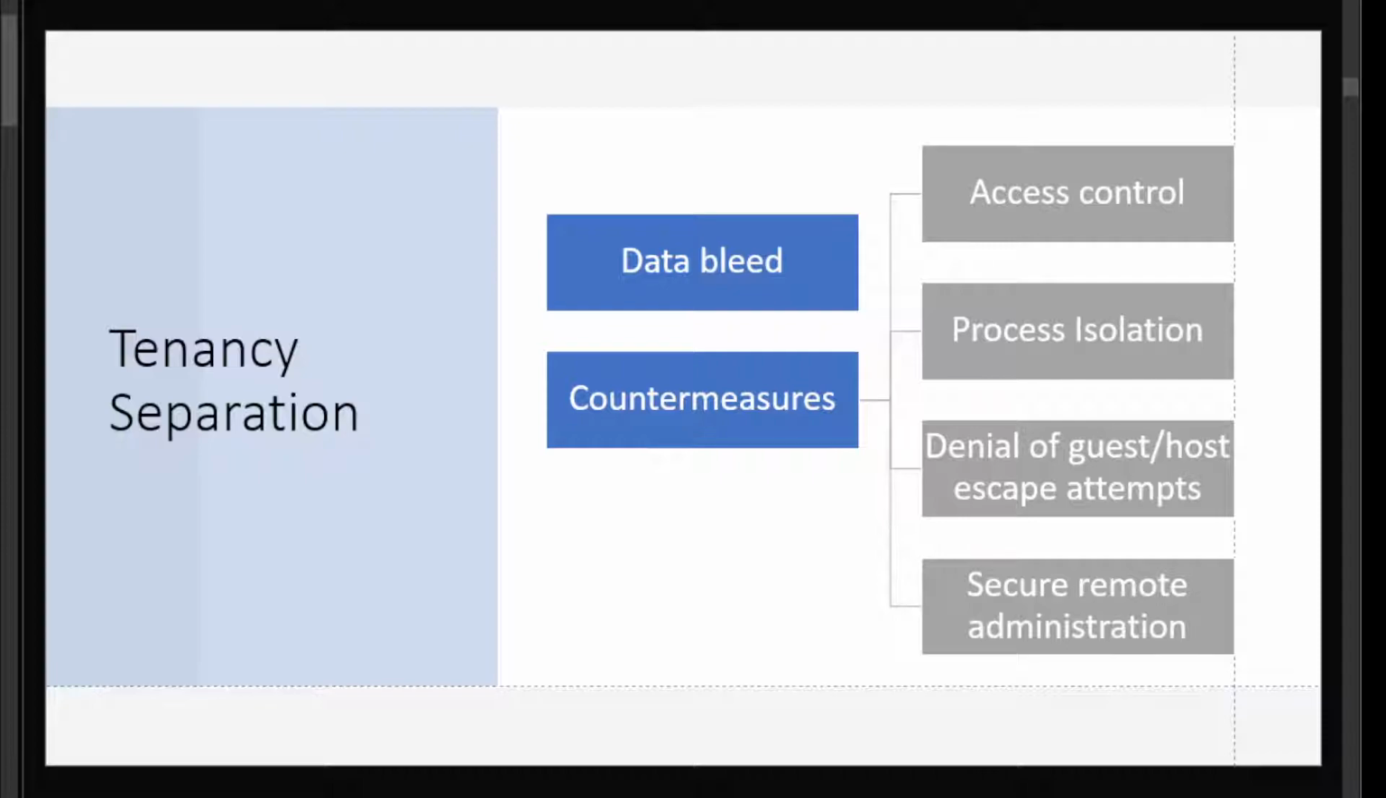Access control is always an important one. Process isolation, isolating the processes. Denial of guest/host escape attempts for virtualized instances. There are some viruses that can conduct guest or host escape attempts, and you can also try it within the virtualized instance as well. So denying those is important to securing a multi-tenant environment. And then lastly, of course, is secure remote administration, as the cloud is a distributed place and you are going to be doing most of your stuff through remote administration.